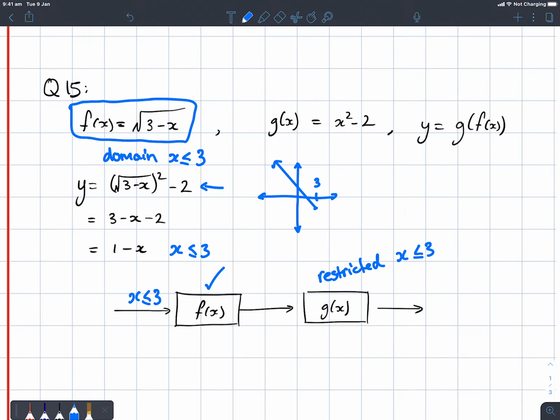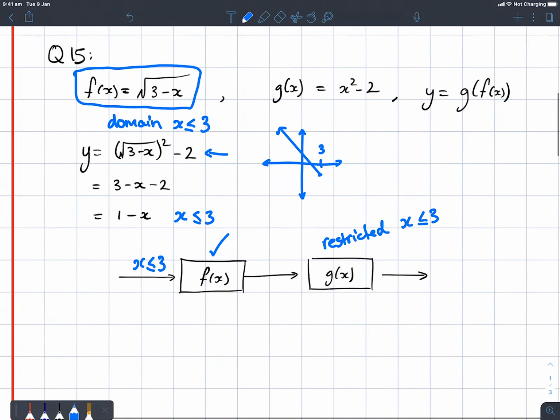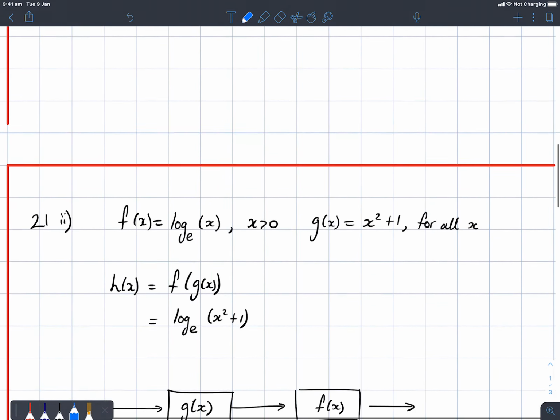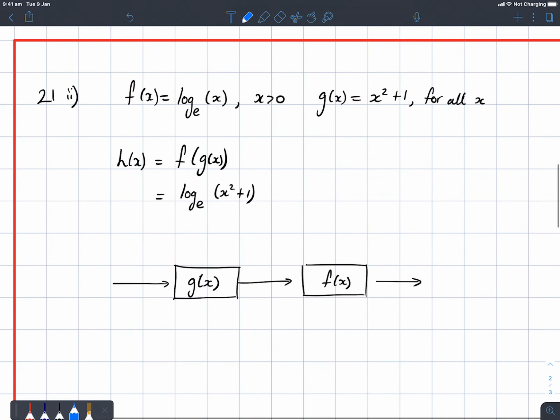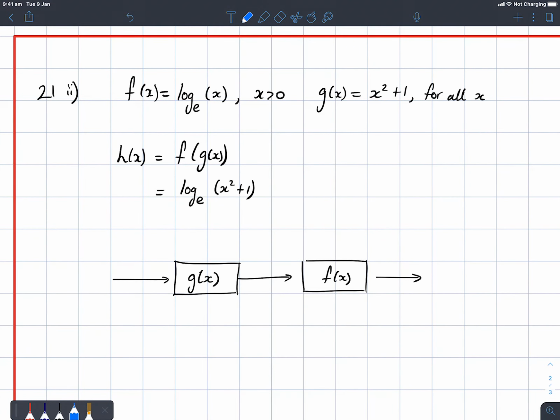All right, I hope that helped clarify that one. And then let's go through and look at question 21, part 2, and we're going to look at it in the same sort of context. We know with logs, we can't find the log of a negative number, so for f of x it makes sense that its domain, x, needs to be greater than 0.